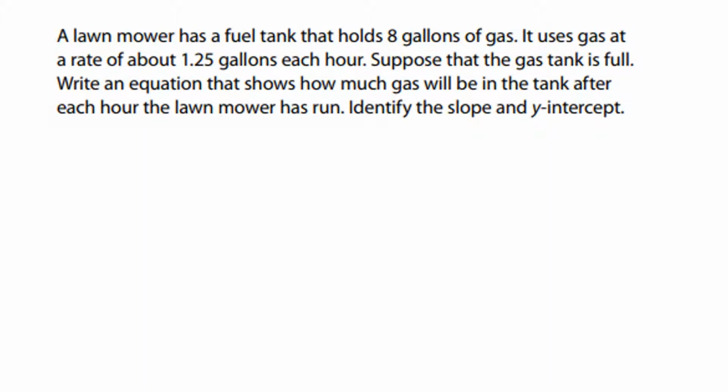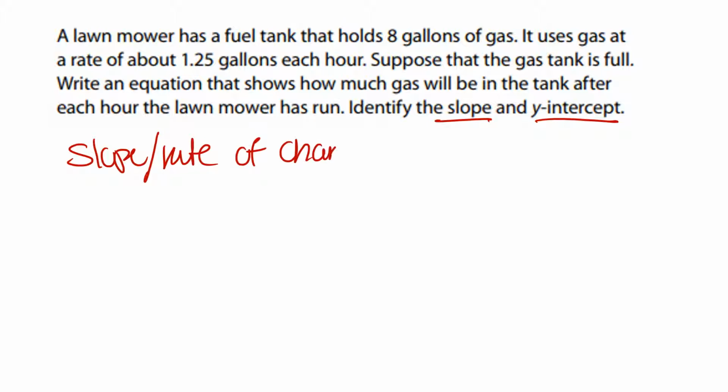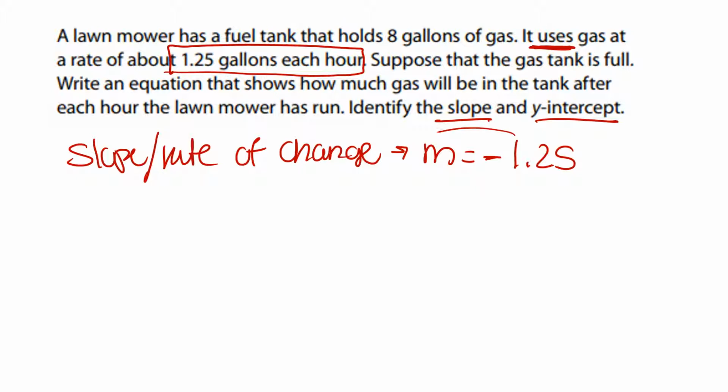A lawnmower has a fuel tank that holds 8 gallons of gas. It uses gas at a rate of 1.25 gallons each hour. Suppose the gas tank is full. Write an equation that shows how much gas will be in the tank after each hour the lawnmower has run. Identify the slope and the Y-intercept. So remember, the slope, the rate of change, is letter M. M equals, we're doing 1.25 each hour. It is using gas, so that is going to be a negative 1.25. There is less gas each hour, negative 1.25.